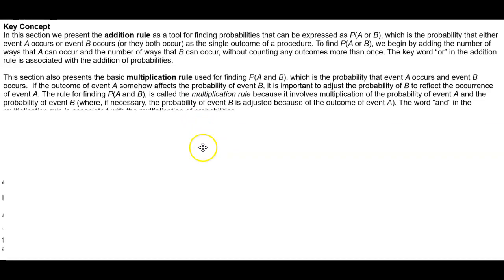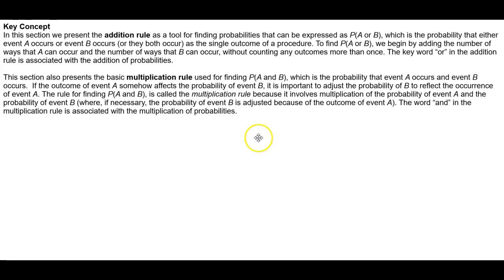Now, this section also presents the basic multiplication rule used for finding the probability of A and B, which is the probability that event A occurs and event B occurs. Now, if the outcome of event A somehow affects the probability of event B, it is important to adjust the probability of event B to reflect the occurrence of event A.